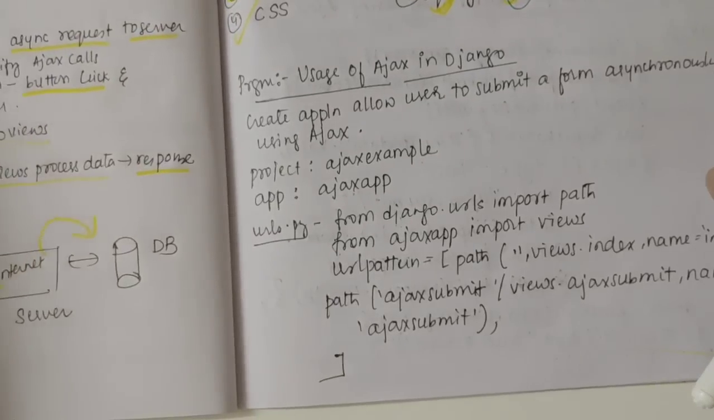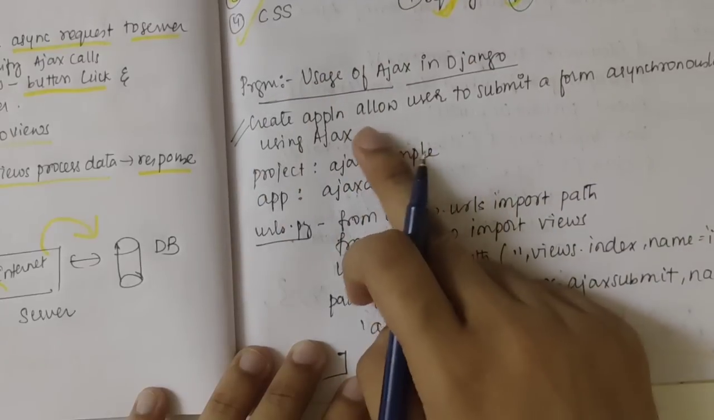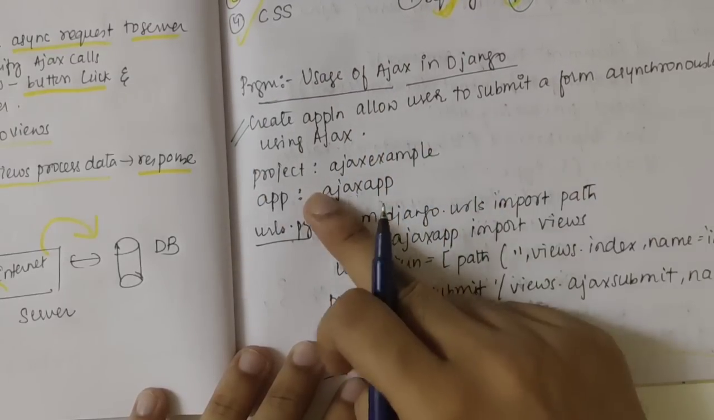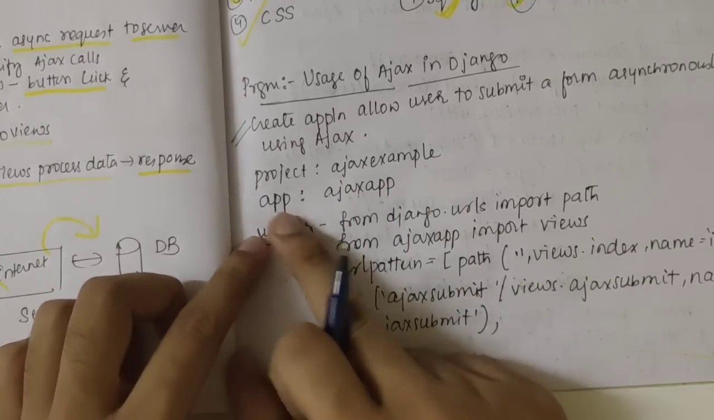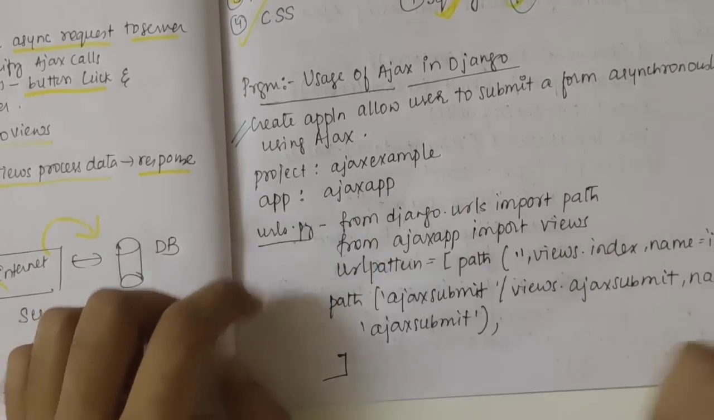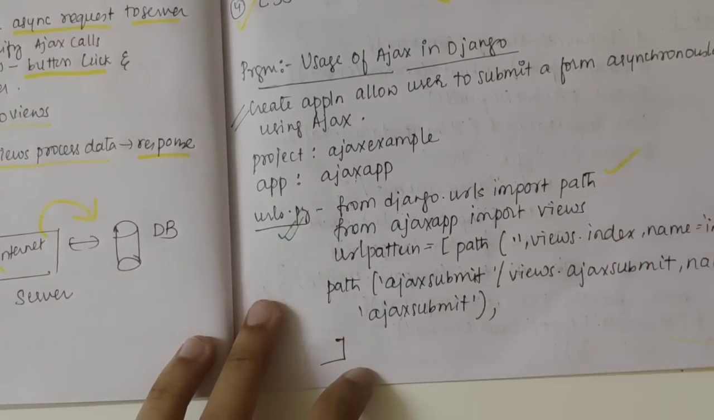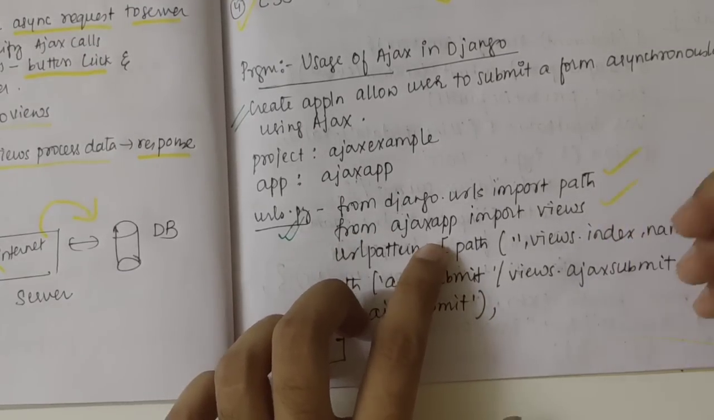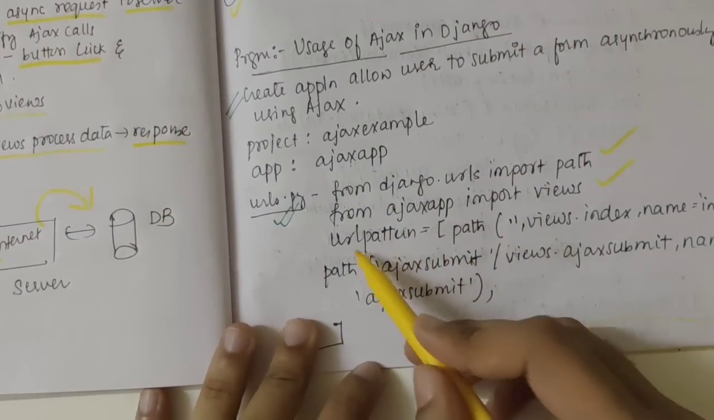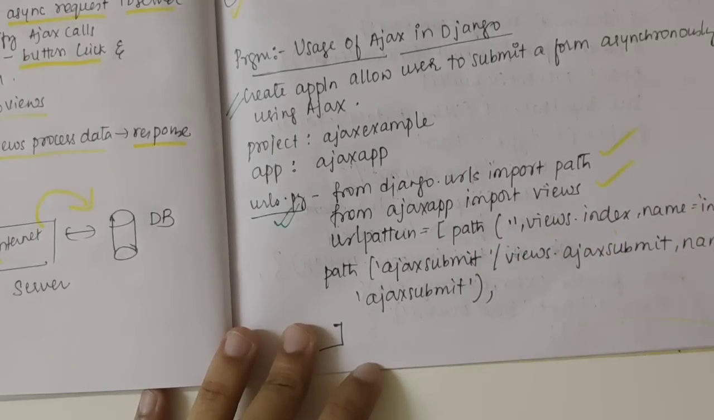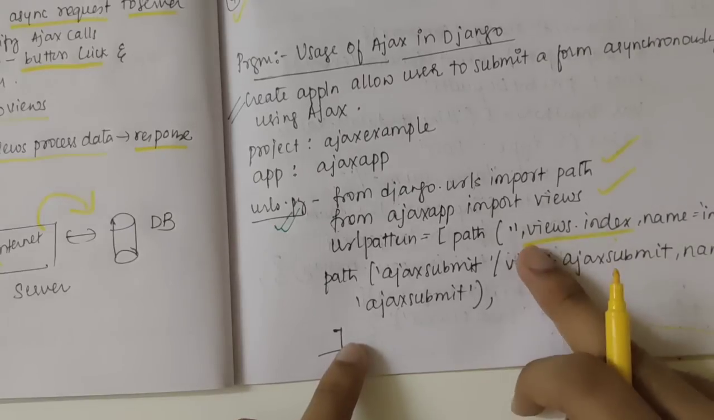Next we have a program on the usage of Ajax in Django, or they can also ask: create an application that allows a user to submit a form asynchronously using Ajax. Firstly, we have created a project called ajax_example and an application called ajax_app. In the URL part, I'll be doing this alteration: from django.urls import path. From ajax_app I'm importing views. Ajax_app is the application name, and from that I'm importing views.py here. Further, urlpatterns is equal to path, views.index, comma, name is equal to index.